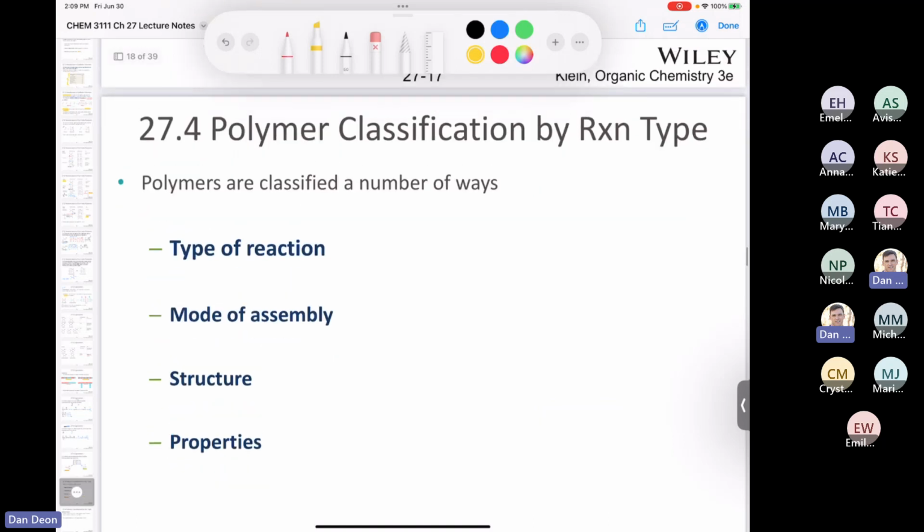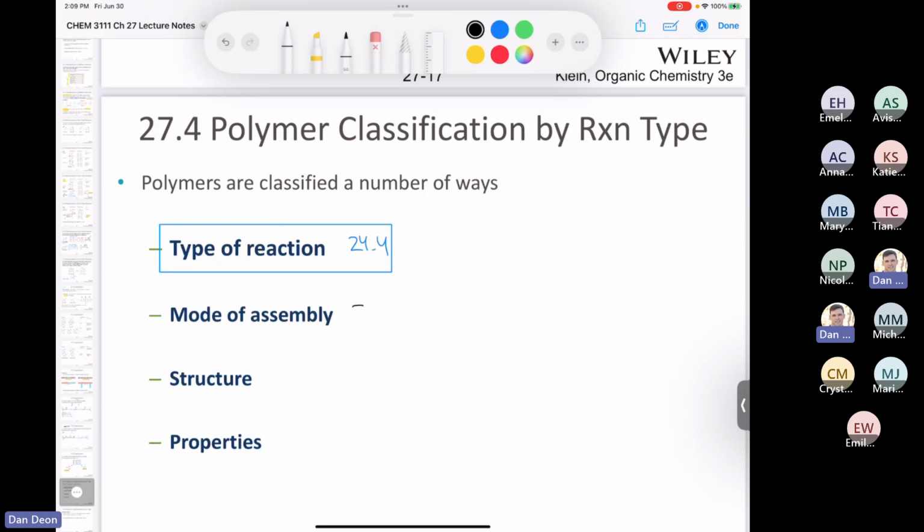Well, the next part of the chapter says polymer classification by reaction type. So there's a bunch of different ways that we can classify polymers. In section 24.4, it covers how we use a different type of reaction, whether it be radical polymerization process, cationic or anionic, to distinguish the different types of polymers. And we are going to cover that section next. So we're going to look at radical polymerization, then cationic, then anionic.